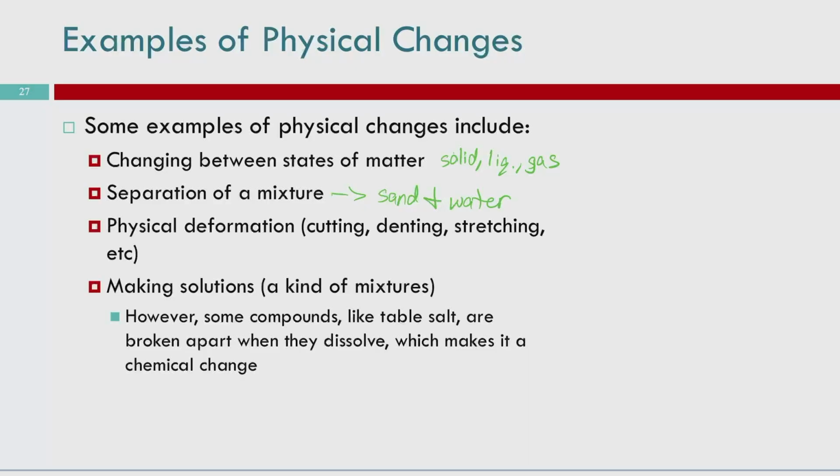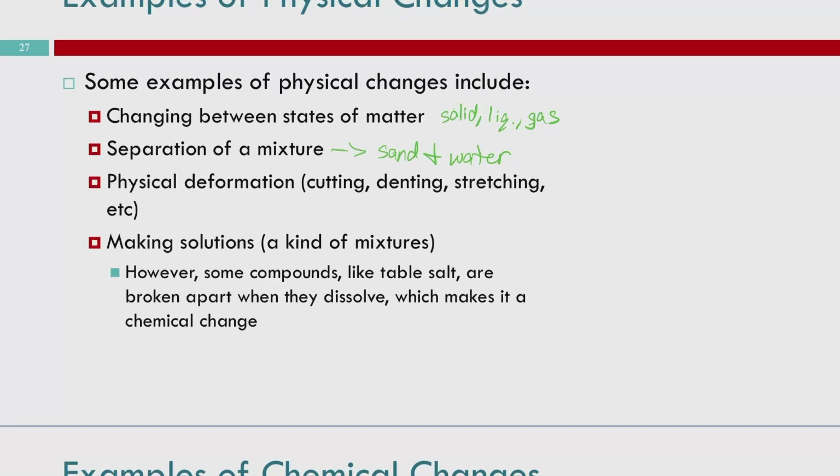And physical deformations. So cutting, denting, stretching, making things into wire. It's the same chemical that you had before. You're just changing the way that it's arranged, the form of it. Making ice sculptures. It's still water, just prettier. Also making solutions, which are types of mixtures like sugar water, or simple syrup, as it might be called. Some of these are physical changes. Other ones, like with table salt and other ionic compounds, which we'll learn about later, some of those are not physical changes and are in fact chemical changes.